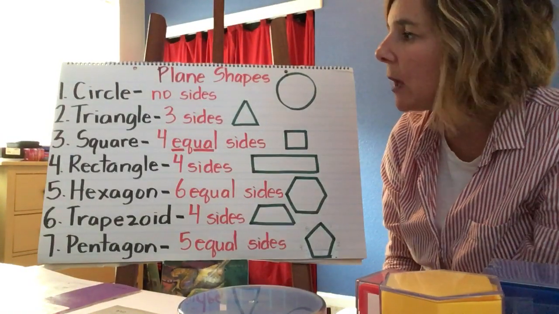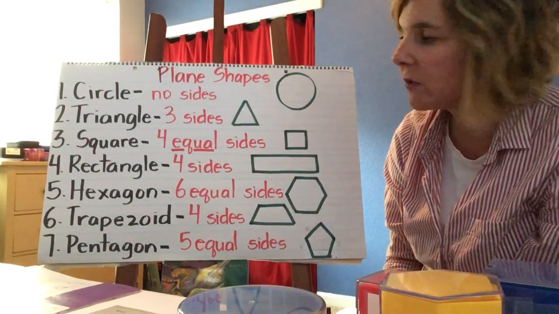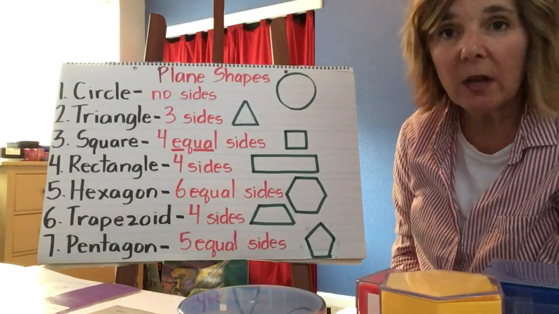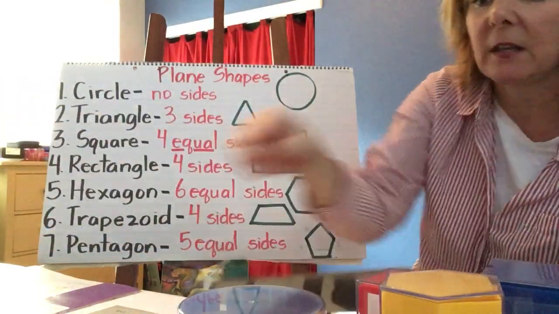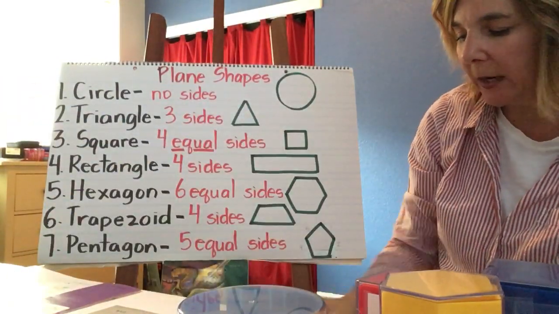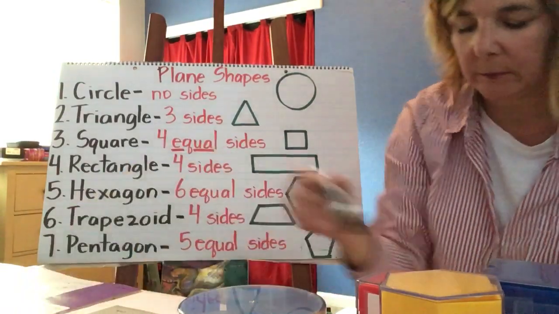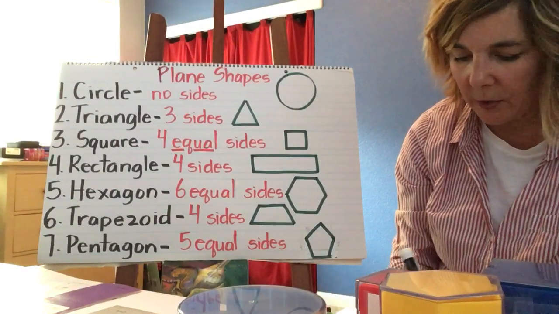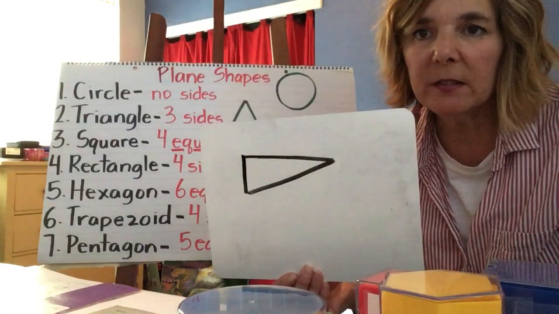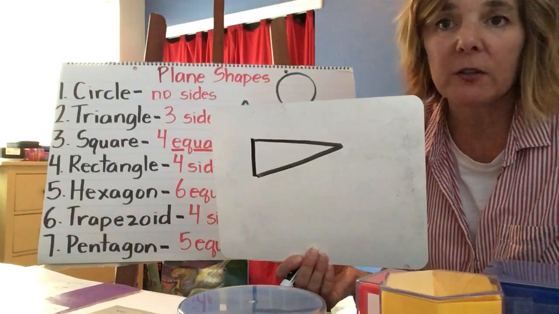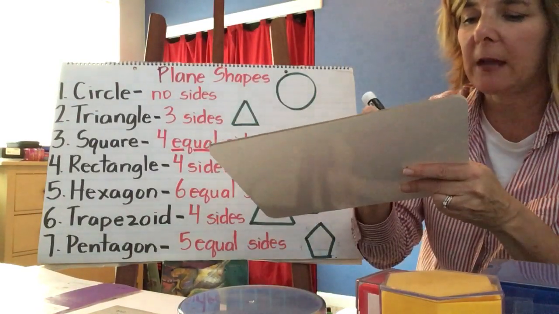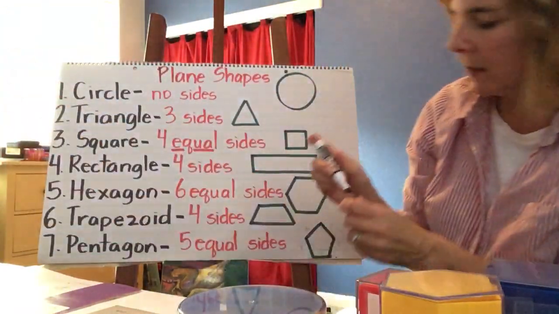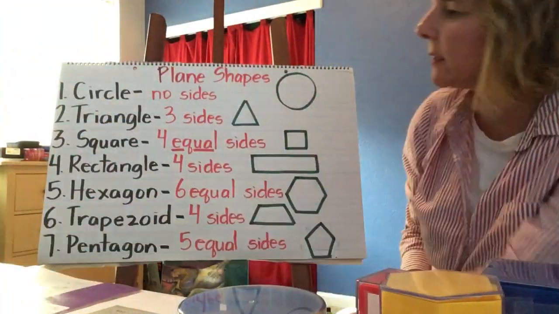Let's talk about number two now, a triangle. A triangle has three sides, and we can count them. 1, 2, 3. A triangle does not even have to have equal sides. As long as it's 3, it's a triangle. I'll show you an example right here. So here is an example of a triangle with 3 sides, but they're not equal in length. Different length, and it kind of looks like a flag right there. Maybe a flag that you'd put on the back of your bike. So a triangle has 3 straight sides.